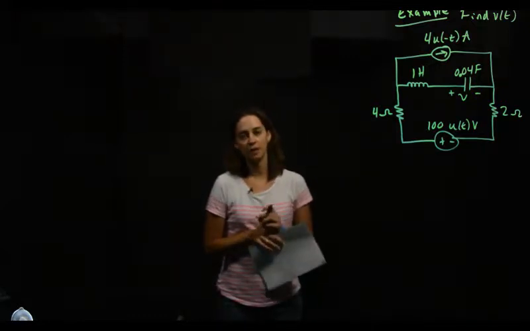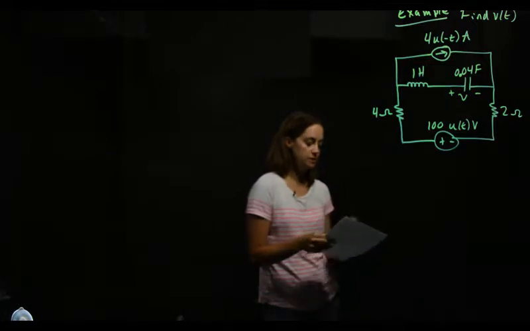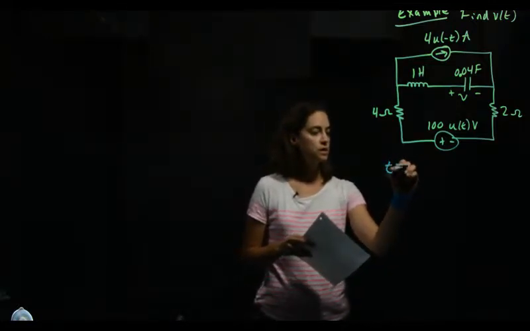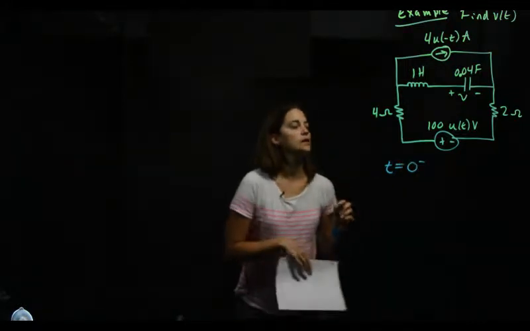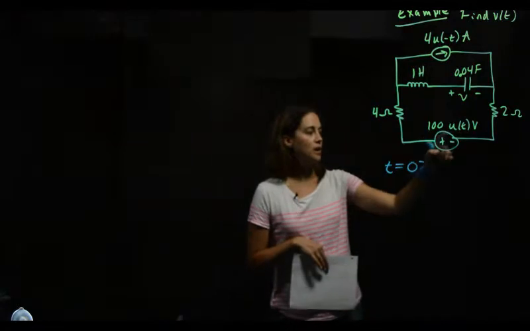Example of the step response for a series RLC circuit. First thing we want to do is find those initial values. So let's look at our circuit for t equal to 0 minus. Notice we've used our step response notation here, so 100 u of t.